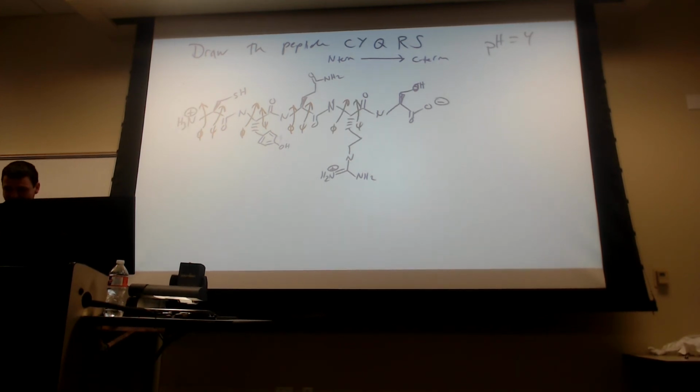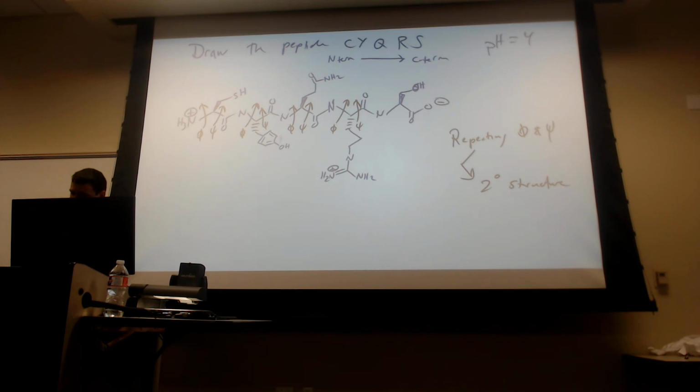Depending on the phi and psi bonds, what do your repeating phi and psi bonds give you? Flexibility? Well, they can, but repeating where the phi and psi angles repeat, what does that lead to? Secondary structure. Okay, so along segments. And that leads into protein structure.